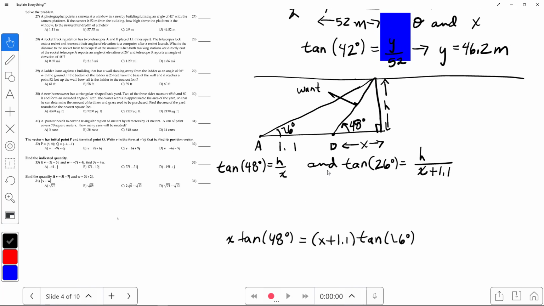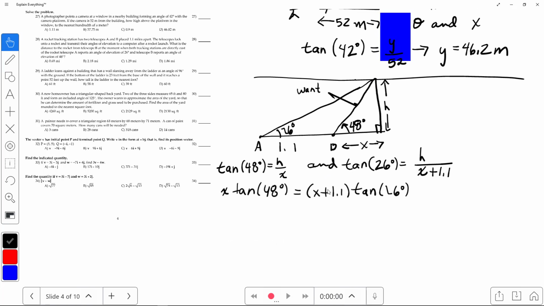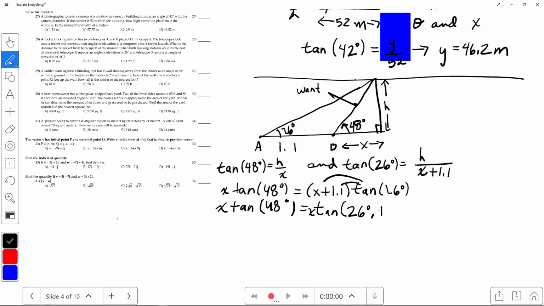So, ooh, that was kind of cool. Only that part moved, huh? There we go. And so from here, I just simply go through the algebra. I probably would distribute that. So I get X tangent 48 degrees equals X tangent 26 degrees plus 1.1 tangent of 26 degrees.